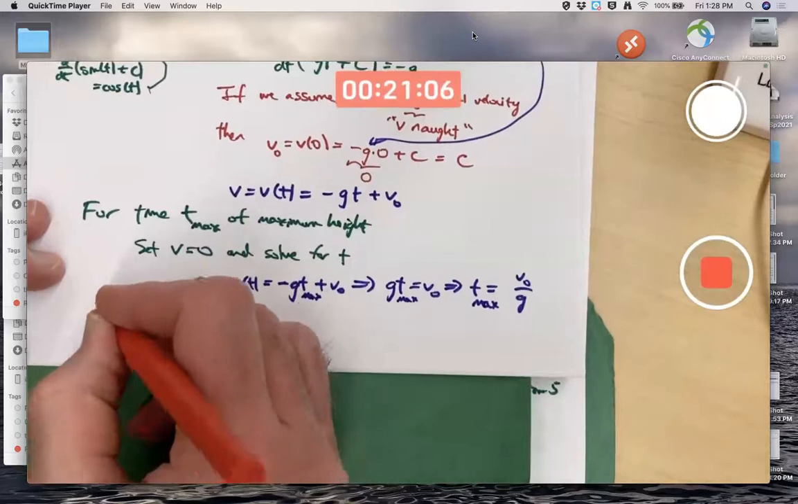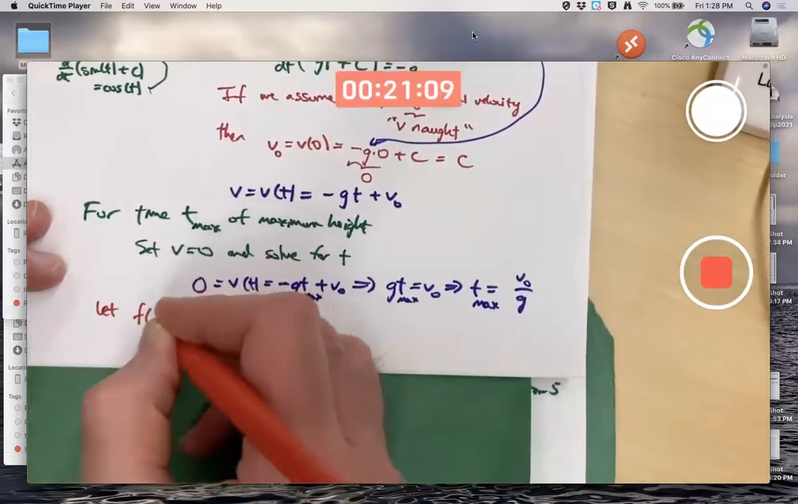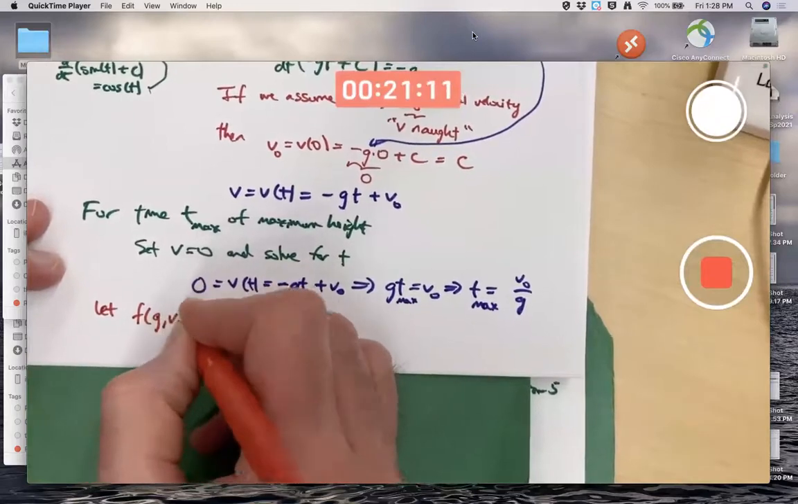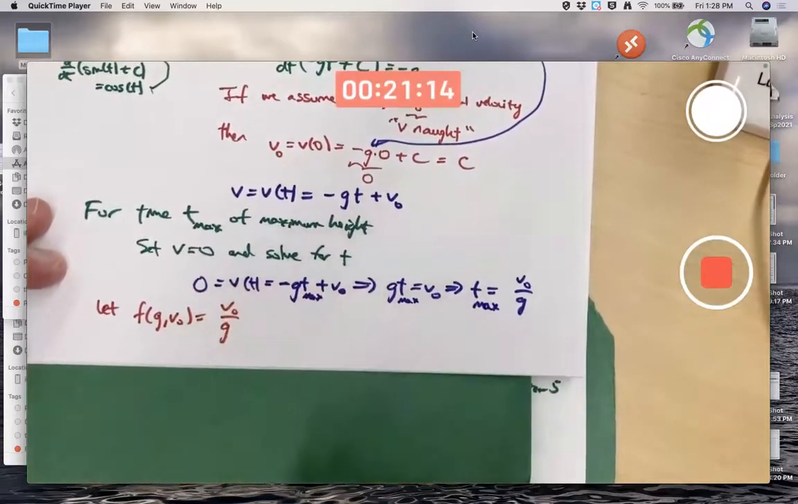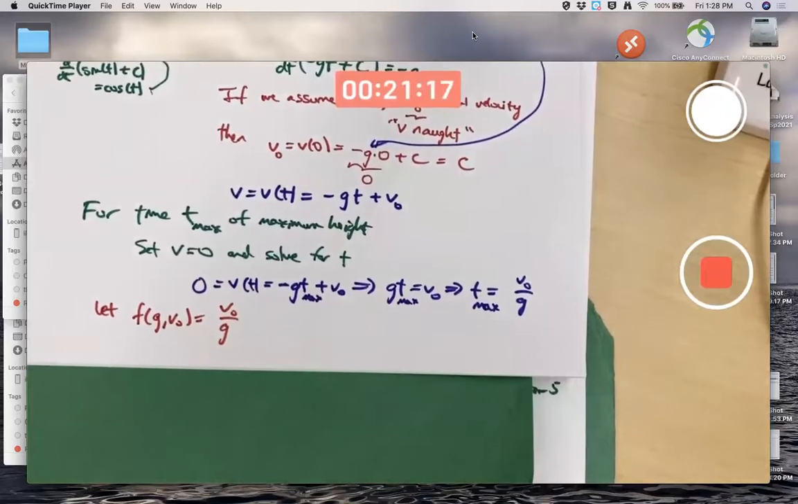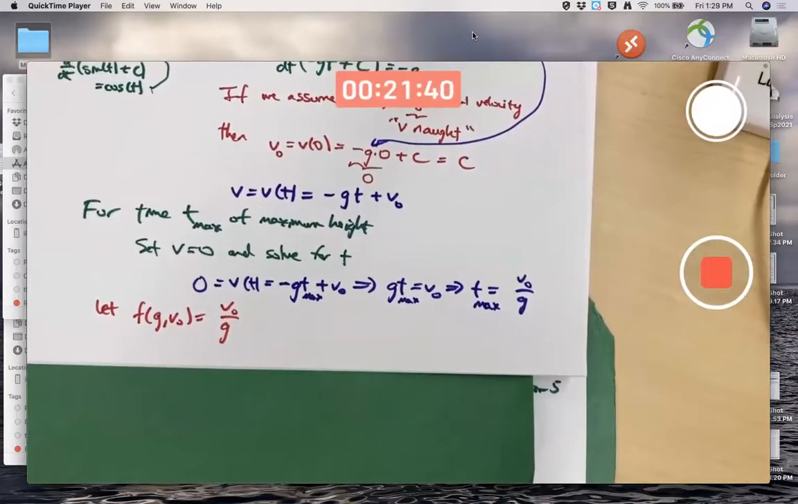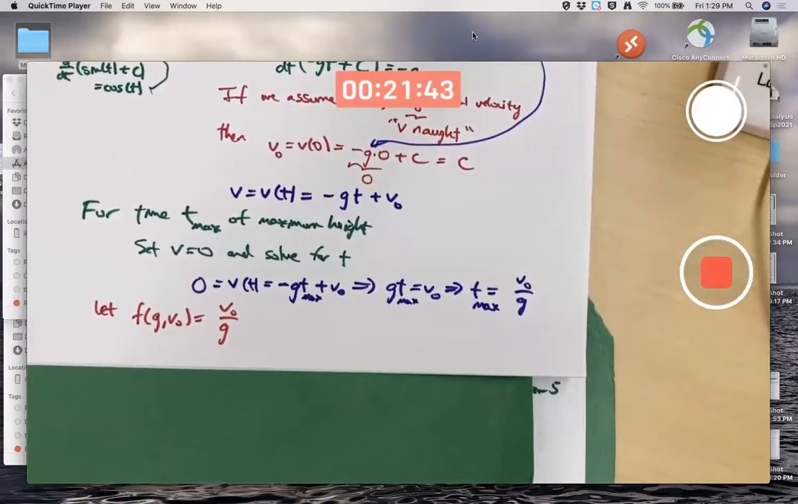I could say let f of G comma V0 equal V0 over G. A multivariable calculus function. There's 2 independent variables. If I just change my perspective, if I decide I want to view the initial velocity as a variable and G is a variable. Wait, why would I do such a thing? I mean, after all, you're on the Earth's surface, G is 9.8, and you are going to throw it with some initial velocity. Why think of it as a variable? Because it could provide insight into what happens if you change either quantity a little bit.